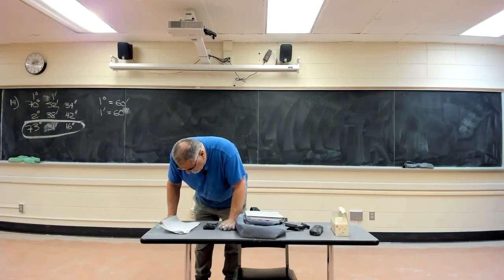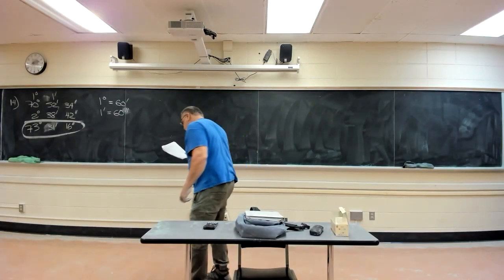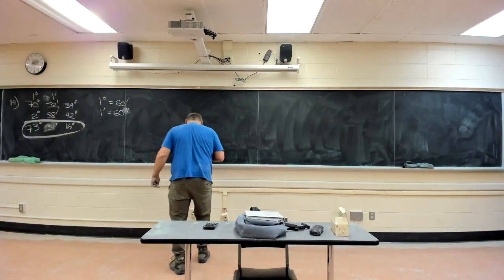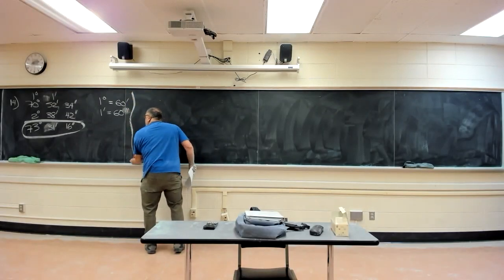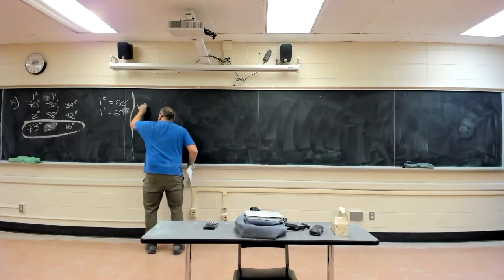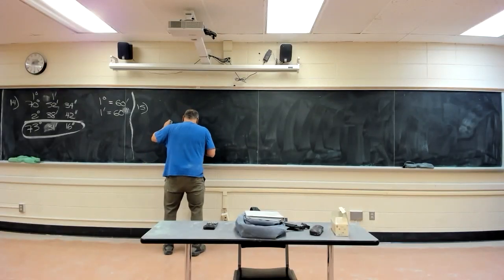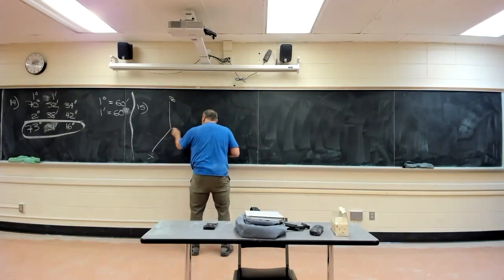15 and 16. It's a hard one to plot on a board here. They want you to plot three-dimensional space, x, y, z, 1, 3, 5. So let's see what we got here. So this is z. This is x. And this is y.